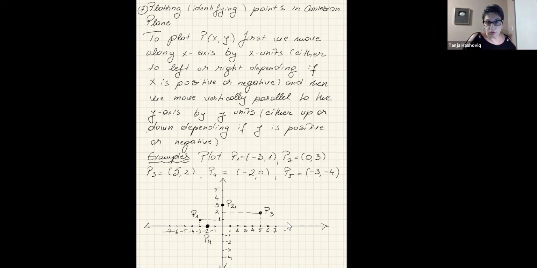And point P5 is -3, -4. So to the left horizontally by 3 units, down by 4 units. Again, horizontally to the left because it's a negative x, and vertically down because it's a negative y. So -3, -4, that's where point P5 lies. So this is how you actually plot points.